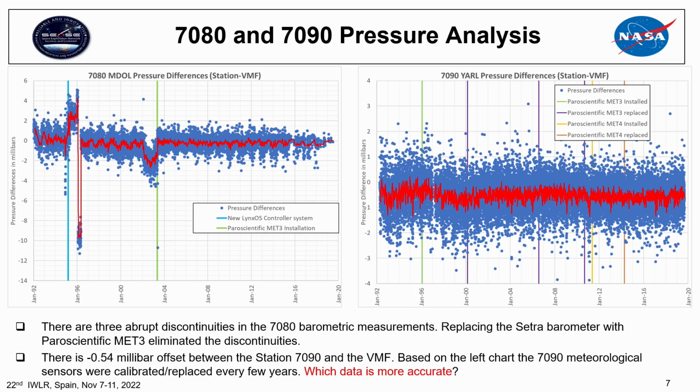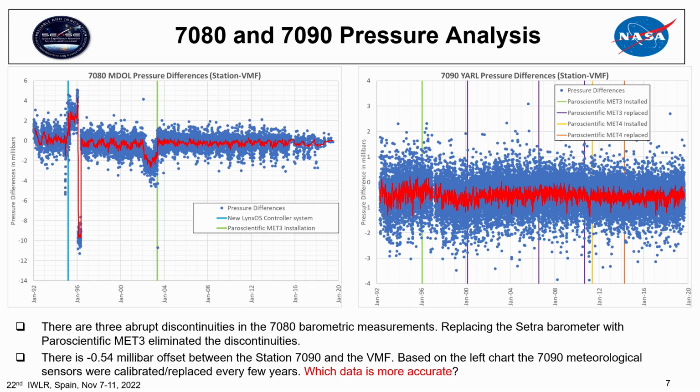I think this was documented in a data handling file. I'm not sure if this was documented in an existing data handling file. And then there seems to be another discontinuity here, or change, which I don't think is documented. And this green line is when they installed a Paroscientific MET3. Prior to that, they were using a Setra barometer.